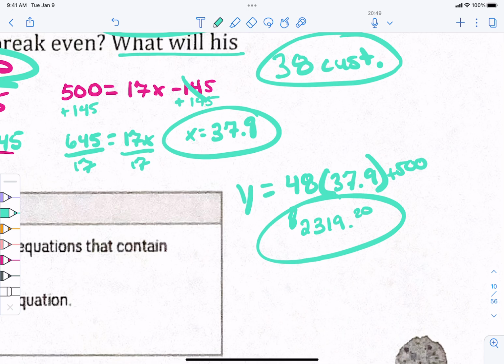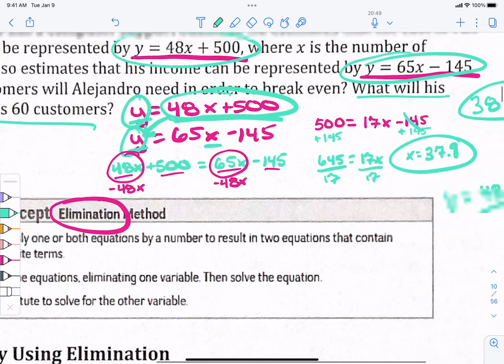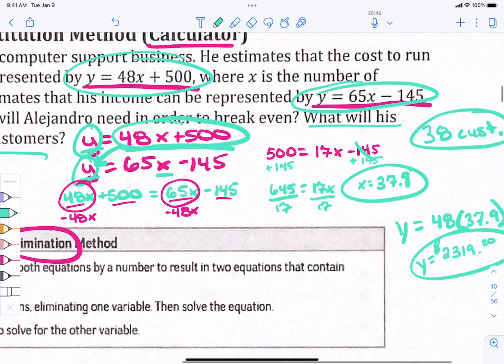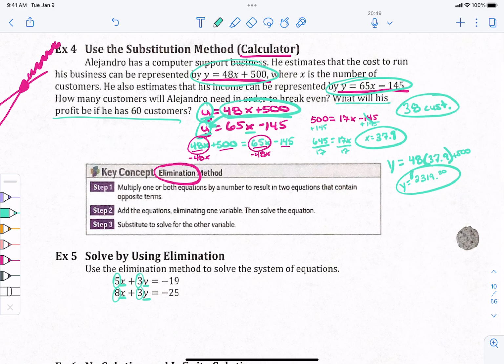Get used to plugging the first variable back into the equation because we'll have to have both of those things for your answer. Okay. Now they say what will his profit be if he has 60 customers? We would then just plug 60 back in instead. Okay. I'm not going to do that part. So we'll just leave it like that, 37.9, and then $2,319.20 is what he will be. Okay, that's substitution. You're plugging one chunk in, substituting it for the variable, right?